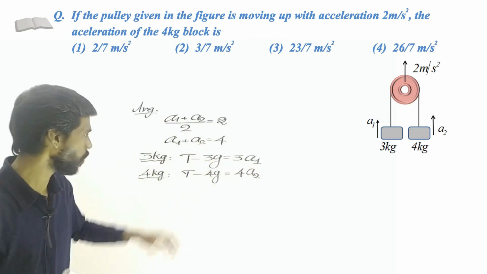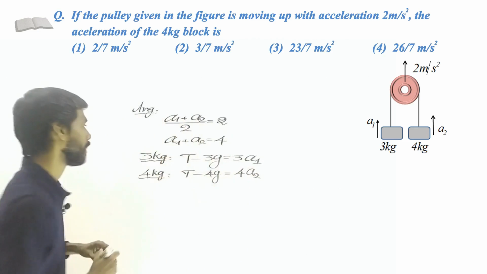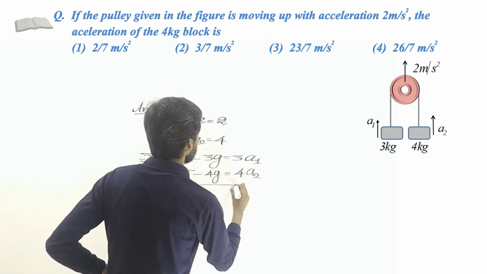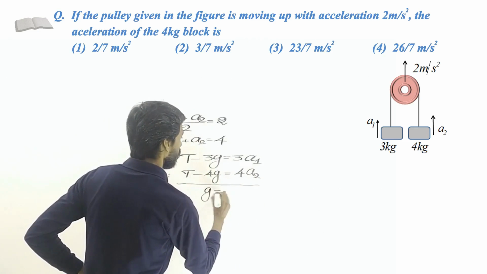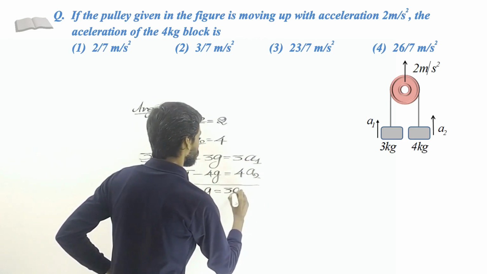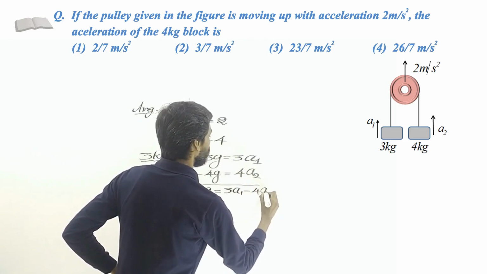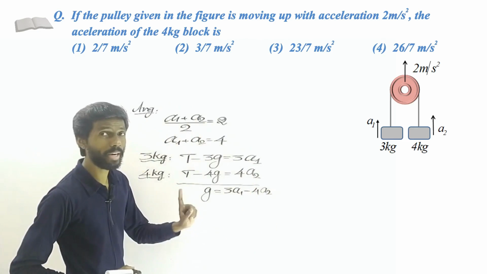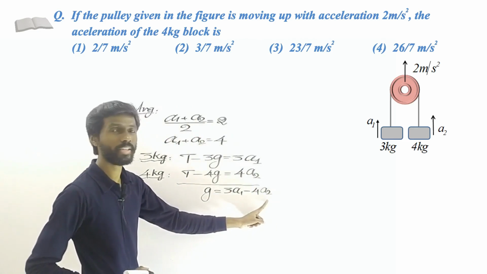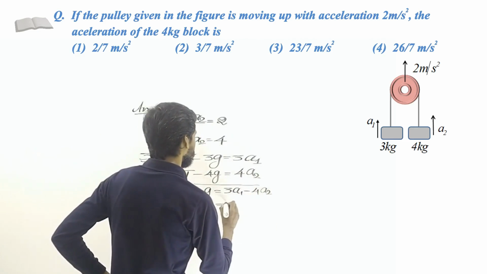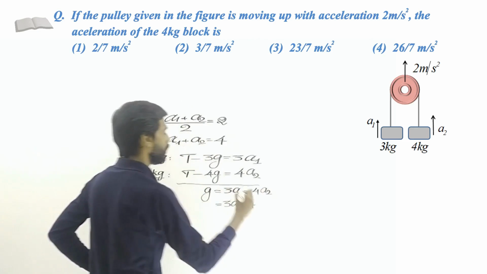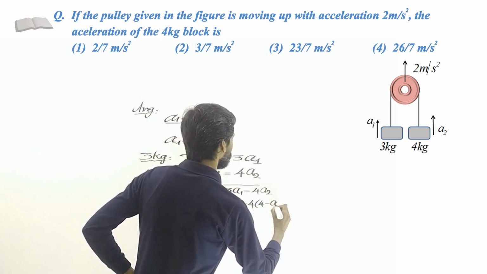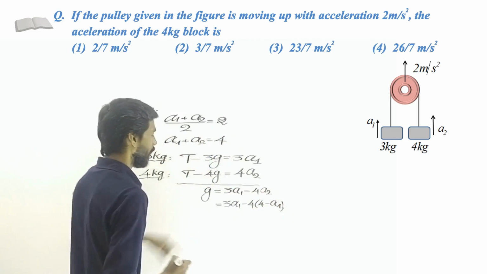Okay, so we don't want the tension, so we can eliminate it by subtracting. Shall we subtract these two equations? So T minus T cancels, so g equals 3A1 minus 4A2. But we already have a relation between A1 and A2, so that can be used here. So that equals 3A1 minus 4 times A2, and A2 can be written as 4 minus A1.